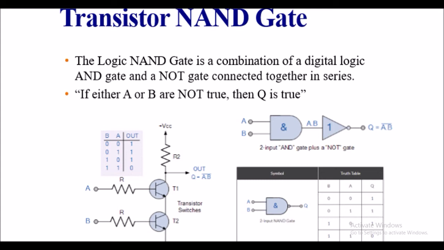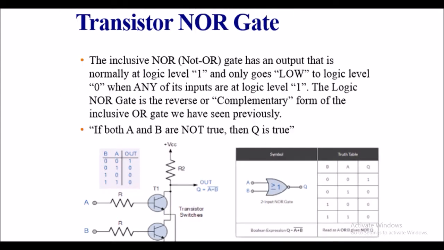The only case where the NAND gate gives zero is when both inputs A and B are 1. Any zero will give zero, so the NOT of it will be 1. This is the NAND.